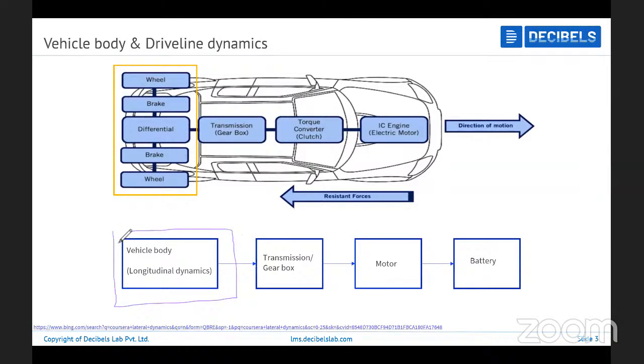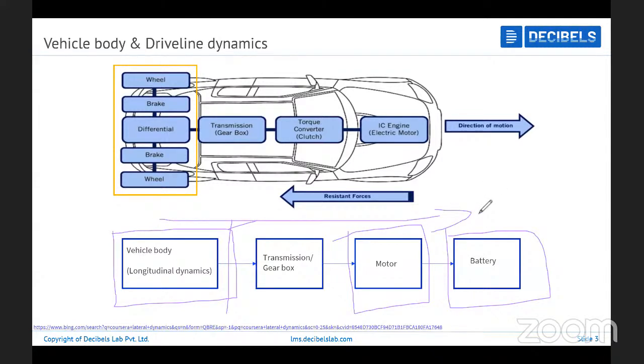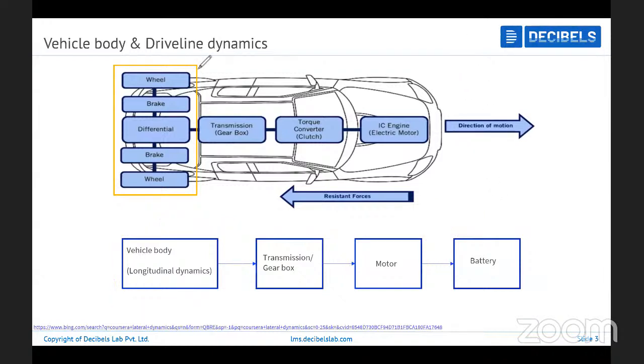As we were discussing, the vehicle body side is defined as longitudinal dynamics. Whatever is required at the wheel side, wheel torque or wheel speed, based on that we'll be sizing our motor and the battery. So we'll be going in reverse, which means backward facing. First, we'll try to calculate what is required at the wheel side. To do that, we should know the resistive forces, so we'll first get to know what the resistive forces are.